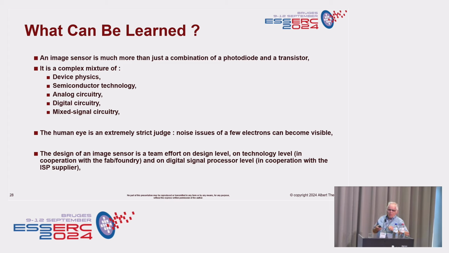An image sensor is really a complex mixture of device physics. That's what I showed you, for instance, with the pin photodiode, or with that photodiode with that fully depleted N region. Semiconductor technology: you have to work very closely together with the manufacturer, with the fab. Analog circuitry, digital circuitry, as well as mixed signal circuitry. You have to keep in mind that the human eye, and that is basically who you work for, that is your customer, the human eye is an extremely, extremely strict judge. Doesn't matter if it's digital photography or automotive or computer vision, you name it.